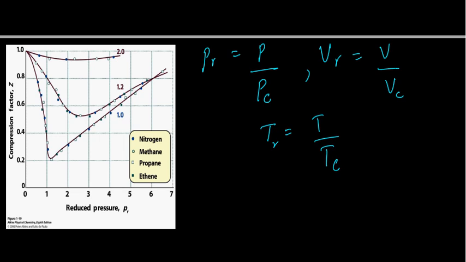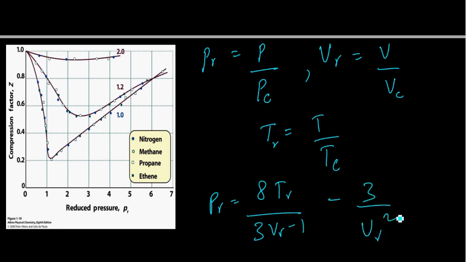In fact, this you can actually calculate using the van der Waals equation. I'll just tell you the final result over here: PR is equal to 8 times TR by 3 VR minus 1, minus 3 by VR square. So you see, this is the relative pressure, this is the relative volume, this is the relative temperature, there is no other term coming over here. Nothing very specific to the gas comes into this equation. And that's why you get such a universal behavior.